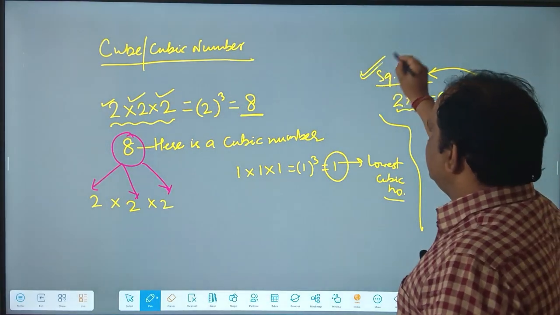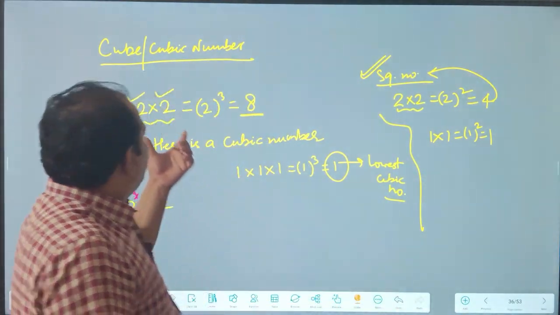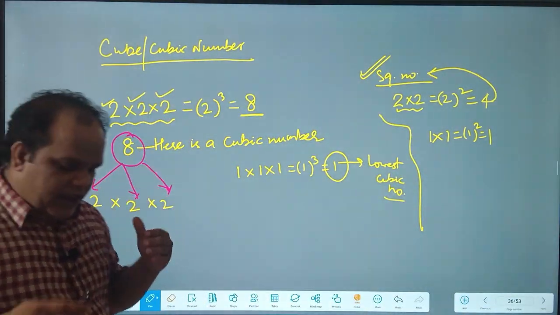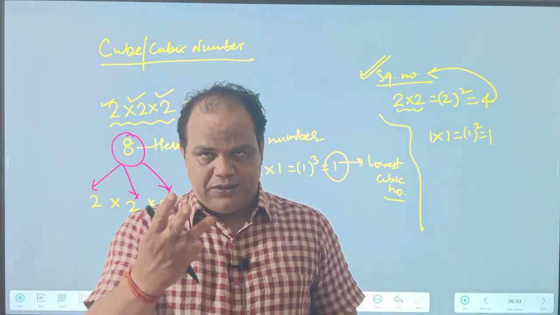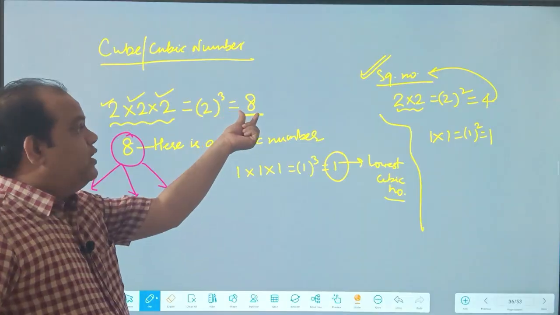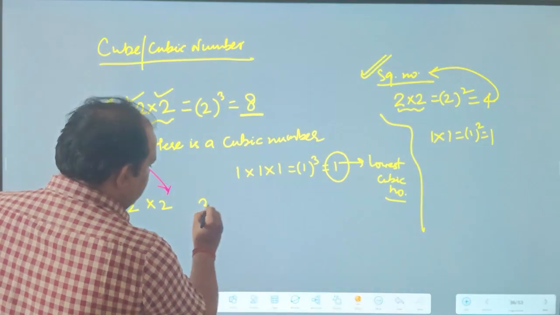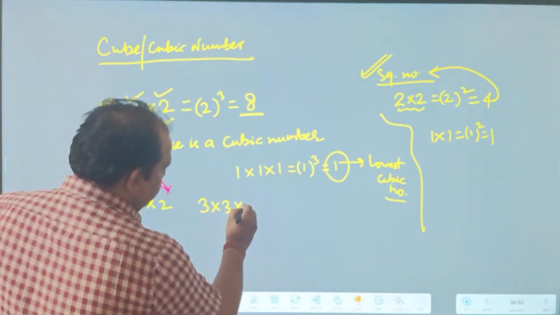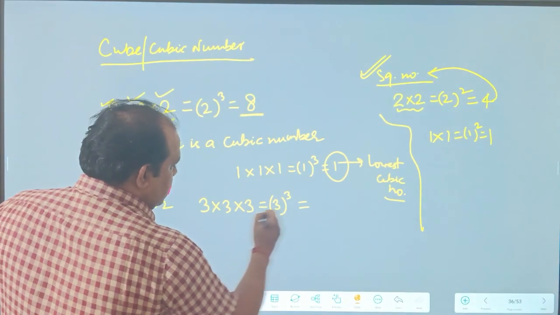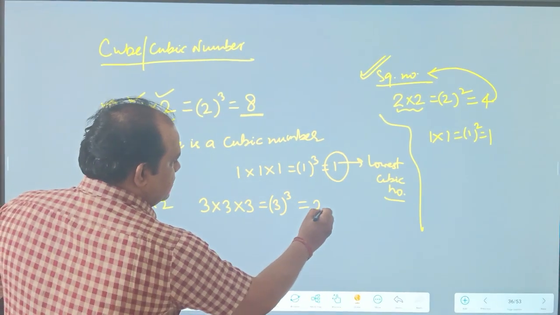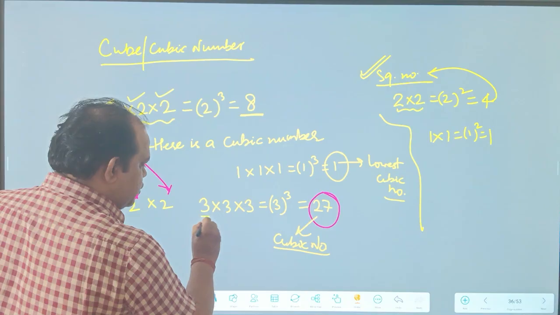We will not discuss square numbers much now. We have done it in detail, right? So what is a cubic number? Any number when it is multiplied by itself 3 times, the resulting value is called a cubic number. Let's say if we do it for 3, it will be 3 into 3 into 3. I can write this as 3 to the power 3, and this would be 3 threes are 9, 9 threes are 27. So this 27 is again a cubic number.